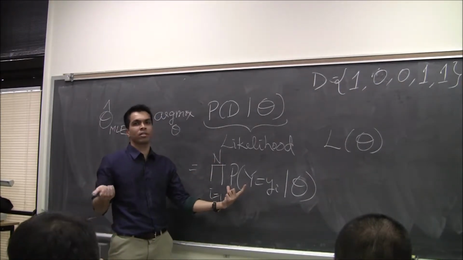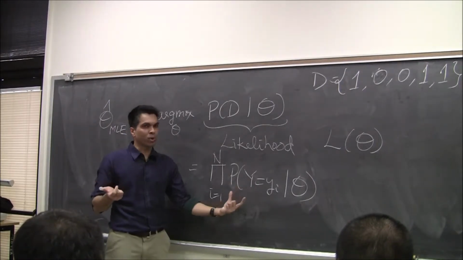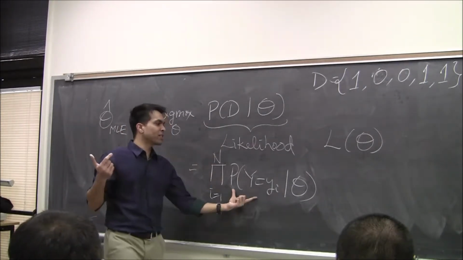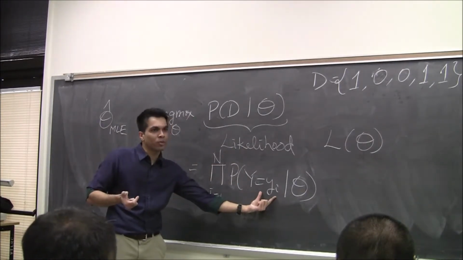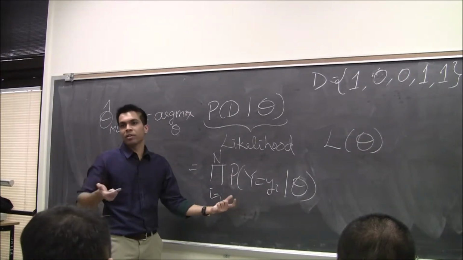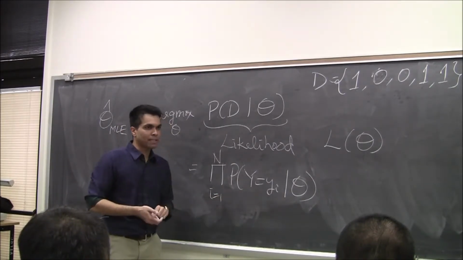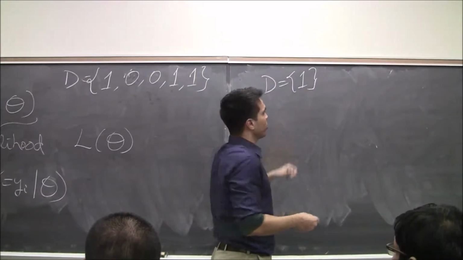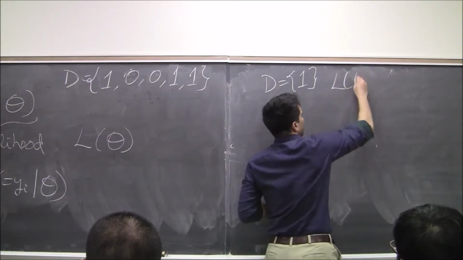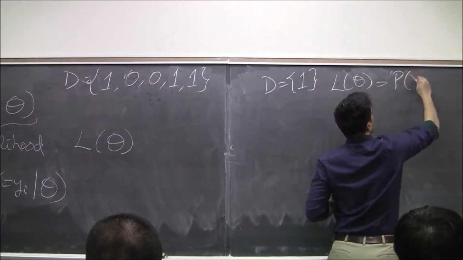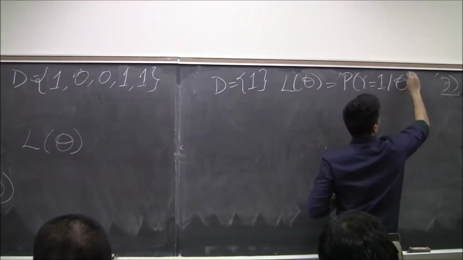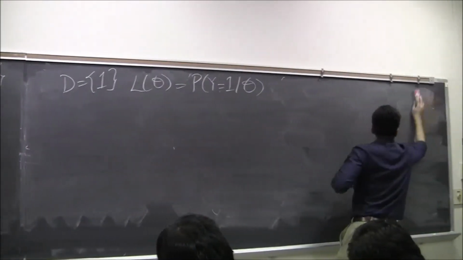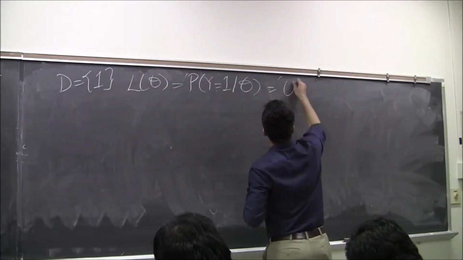Why does it factorize? Why can I write it as a product? IID assumption, exactly. So we've made an assumption that the data set, which consists of y1, y2, y3, yn, are essentially independent, identically distributed random variables, so I can multiply these things. Okay? So I just have to multiply probability. It doesn't show up in this case, there's only one random variable. The likelihood function here is the probability of y equals 1 given theta. So this is just a function of theta.